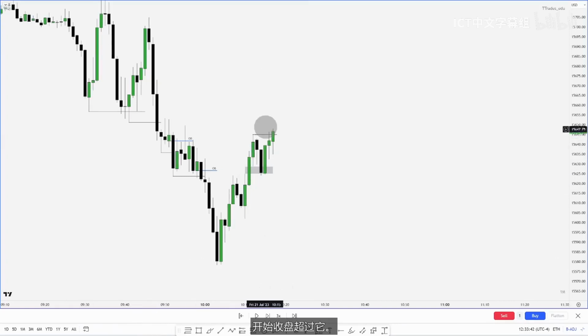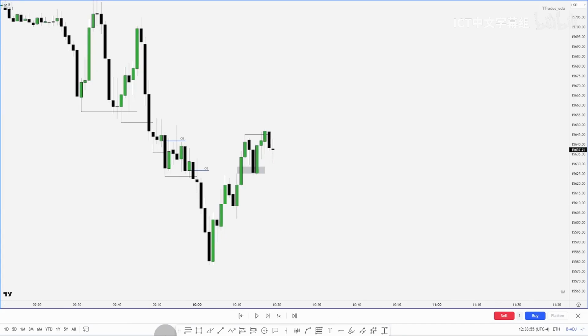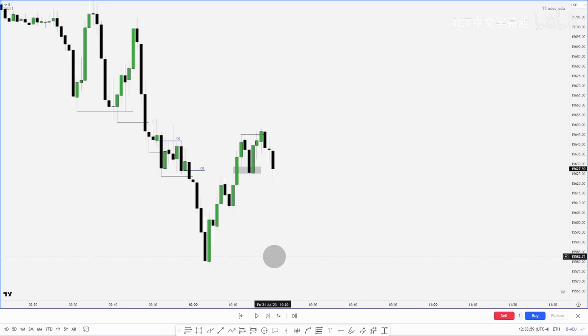Right there, start to close over it. Pretty weak so far. Let's see. If we are going to continue higher, I want to see aggressive candles like we did here and here. Okay, starting to come back into the range. Kind of just consolidating here. Okay, what do I notice here? Can't reach below there, so I'd want to see price return to at least a premium of this range.